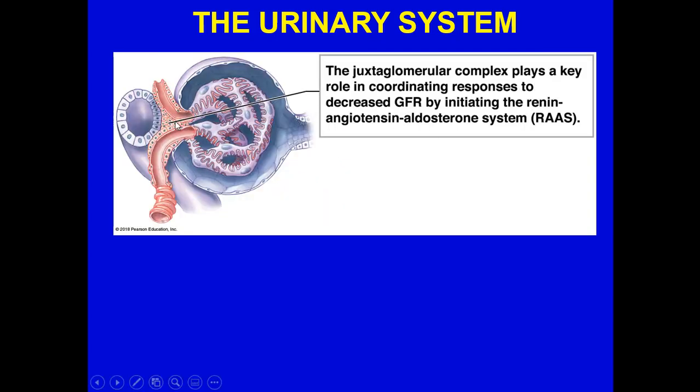And keep in mind, as I mentioned before, this JG complex, which is right here, the juxtaglomerular complex, will play a key role coordinating responses if you have a decreased filtration rate. They will initiate the renin-angiotensin-aldosterone system, RAAS. Aldosterone is made in the adrenals. Angiotensin will play a role and help trigger aldosterone secretion, and basically will keep up the elevation of the pressure necessary. And renin is released in these cells to the blood to trigger this angiotensin production.